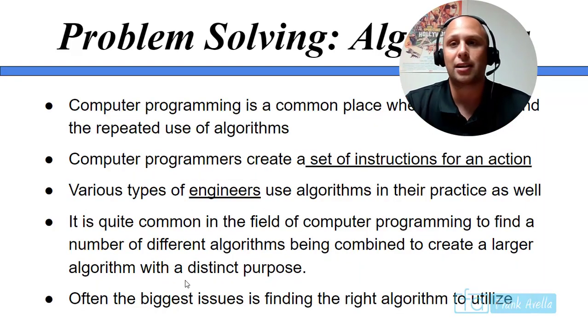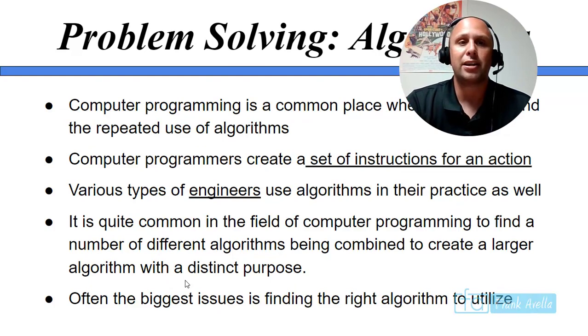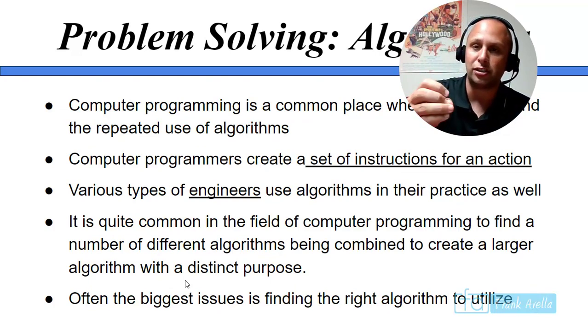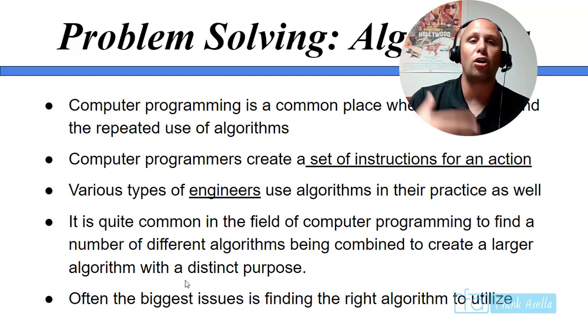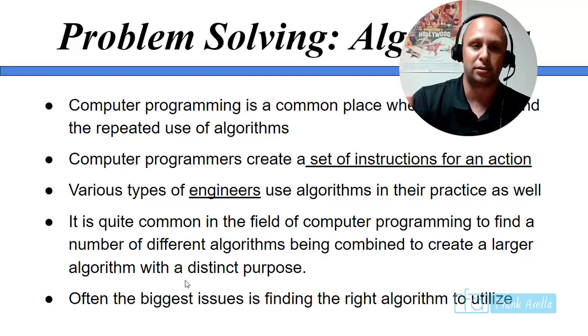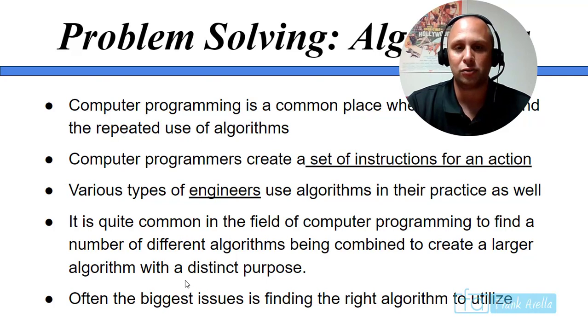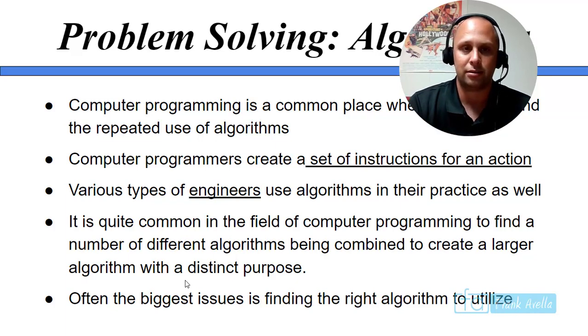Computer programming is a common place where you would find the repeated use of algorithms. Computer programmers create a set of instructions for an action. Various types of engineers use algorithms in their practice as well. It's quite common in the field of computer programming to find a number of different algorithms being combined to create a larger algorithm with a distinct purpose. Often the biggest issue is finding the right algorithm to use. So the algorithms are out there, but then you have to find the right one.